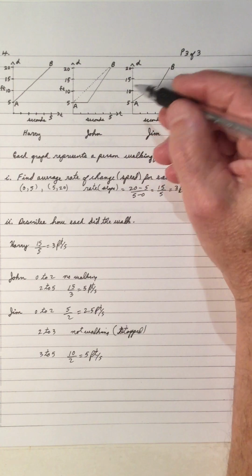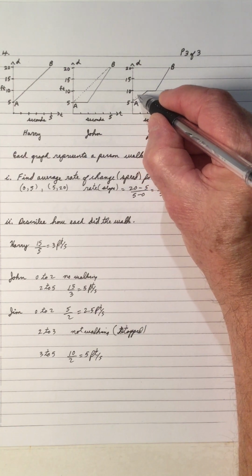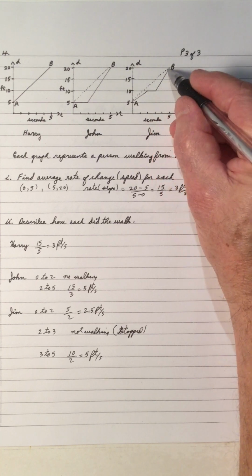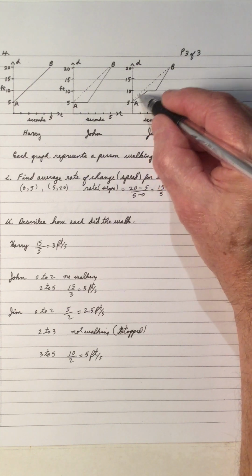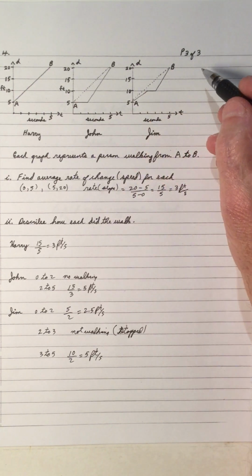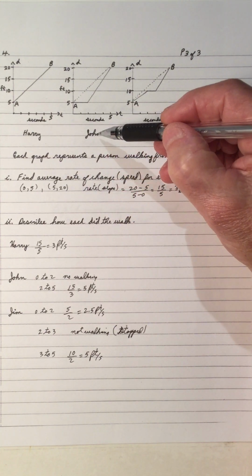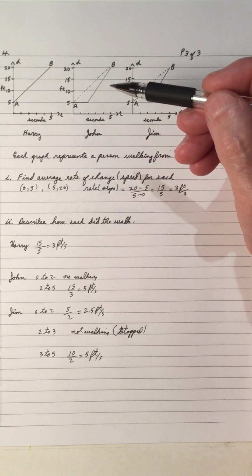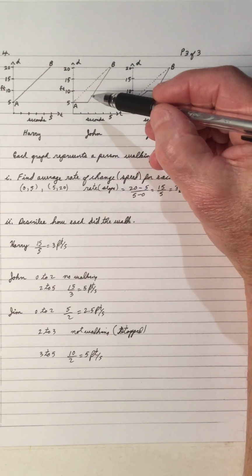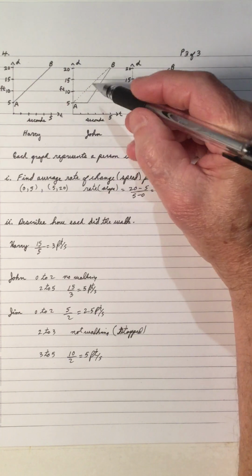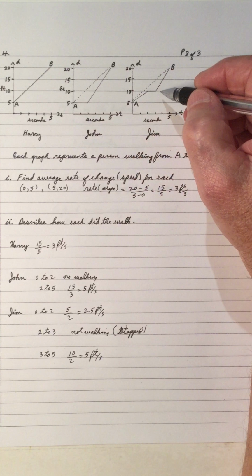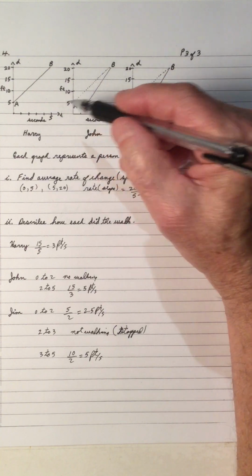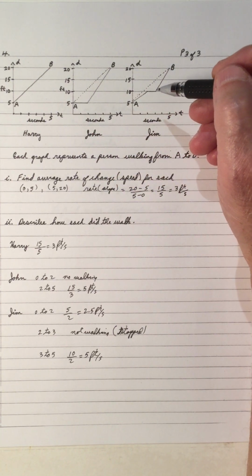But what I'm trying to illustrate is that the line from A to B has a slope of 3. So the average rate of change for Harry, John, and Jim is 3 feet per second. But notice it's the average. And the average is the distance divided by time from the beginning to the end, even though they walked differently. The three of them had the same average rate of change. They walked differently, but their average was the same.